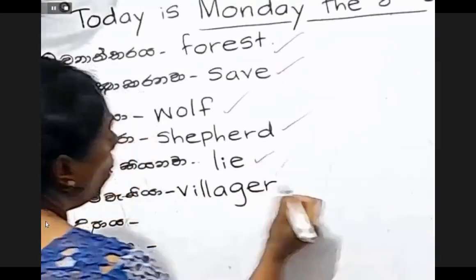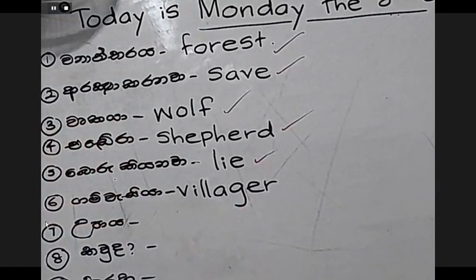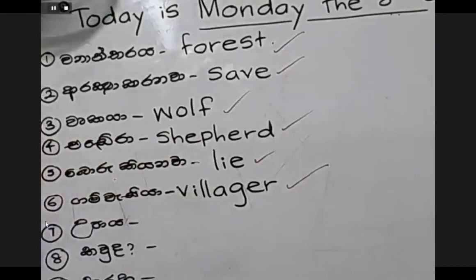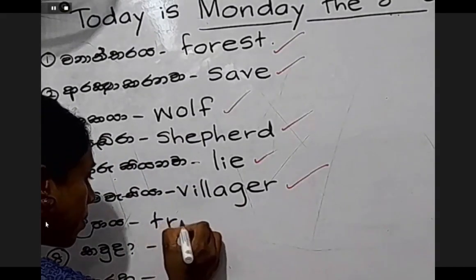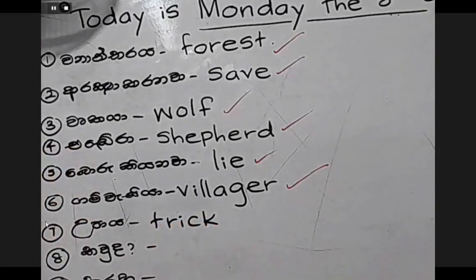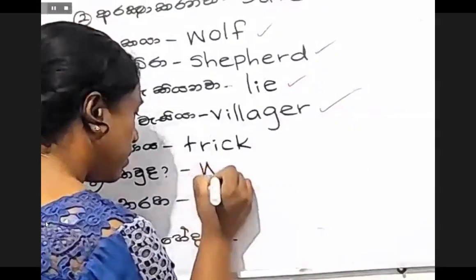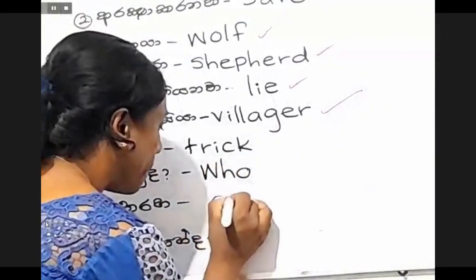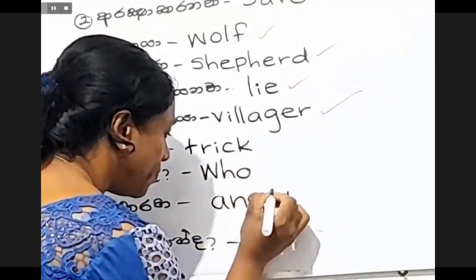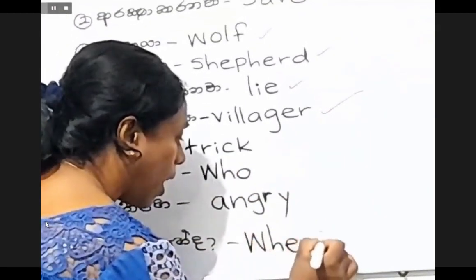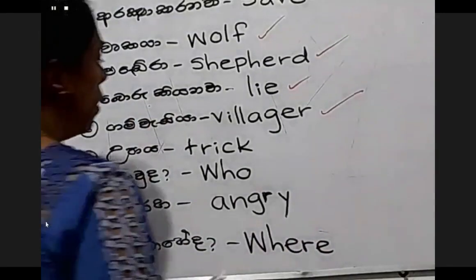Number six, villager. Right? Villager, villager. Right? Number seven, trick. It's a trick. We learned it. Trick. Number eight. Then angry. Last one. Bear. Bear. Right?